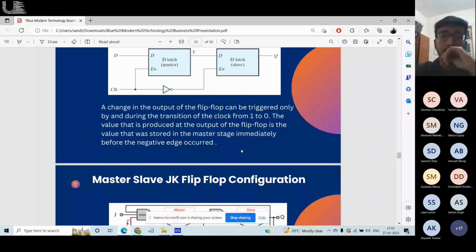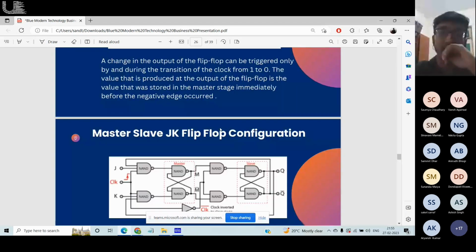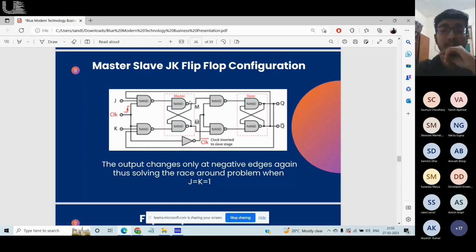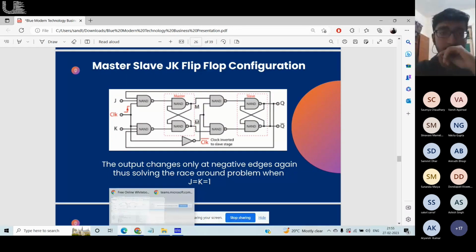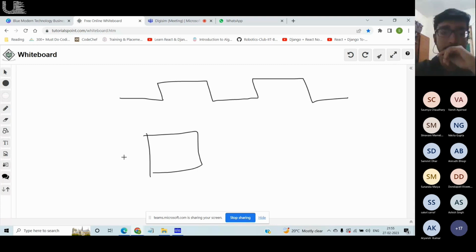We'll be coming to that soon, so this is why we need it. When you have a JK flip flop, again, you have the clock. What happens when we put in J and K as 1? The output inverts. Let Q initially be 0. Now I give it as 1.